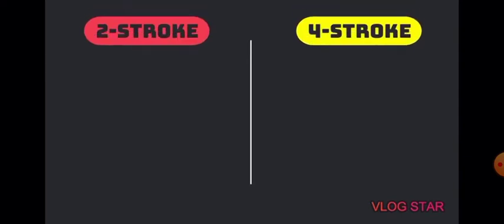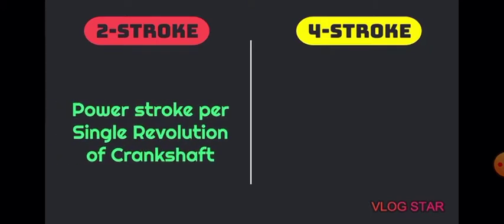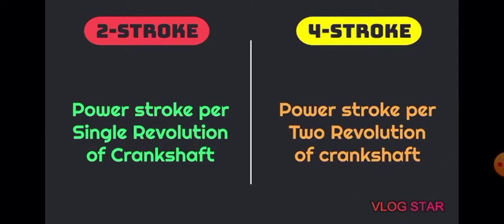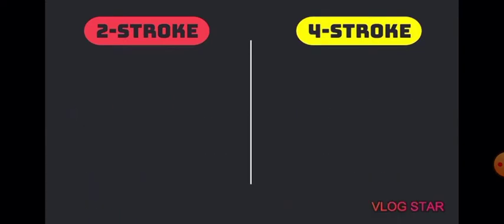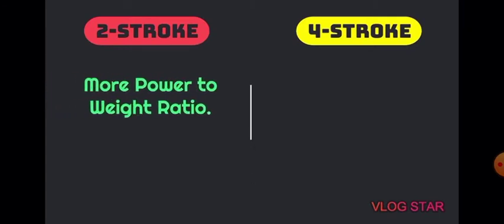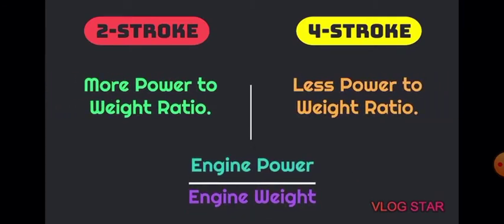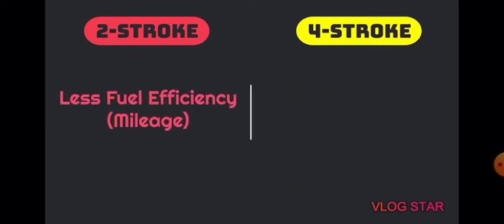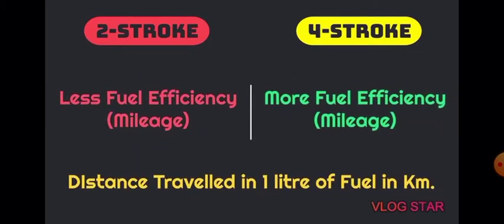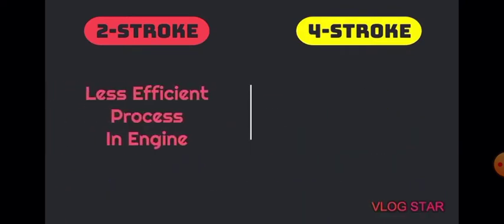Now we talk about the next part, that is the second one. The power stroke per single revolution of the crankshaft is present in two-stroke, whereas the power stroke per two revolutions of the crankshaft is present in the four-stroke. More power to weight ratio is present in two-stroke, whereas less power to weight ratio is present in the four-stroke. Fuel efficiency, that is mileage, is less in two-stroke, whereas fuel efficiency, that is mileage, is much more in four-stroke. The distance covered is much more.